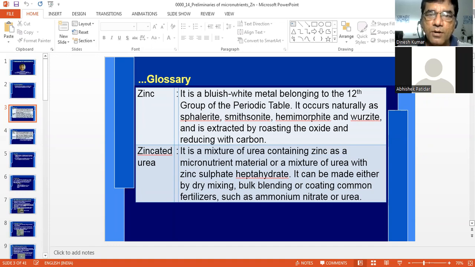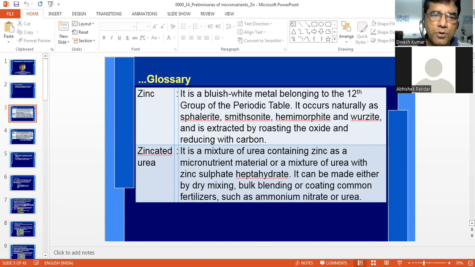But zinc oxide cannot be used for foliar spray. If you want to go for foliar spray, then zinc sulfate is preferred, mostly zinc sulfate heptahydrate. If it is zinc oxide, then it will make a kind of slurry, a kind of suspension, you can say. It will not be dissolved in water. Zinc oxide cannot be dissolved in water. However, zinc sulfate can be dissolved in water. Therefore, zinc oxide cannot be used for foliar spray.